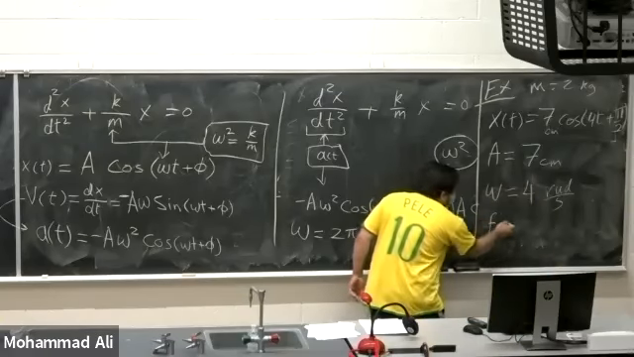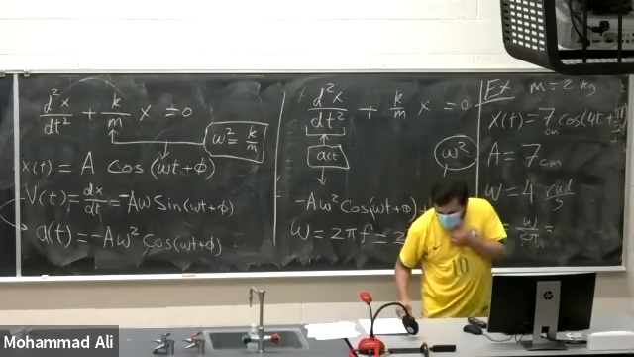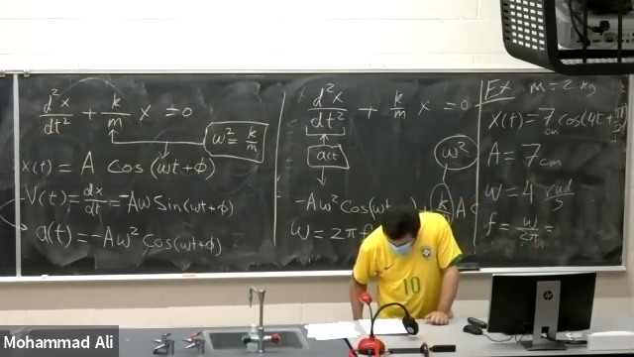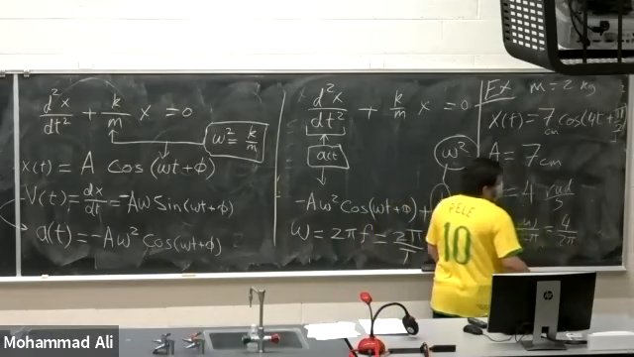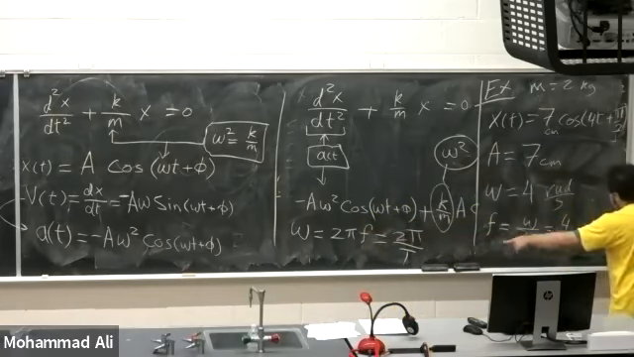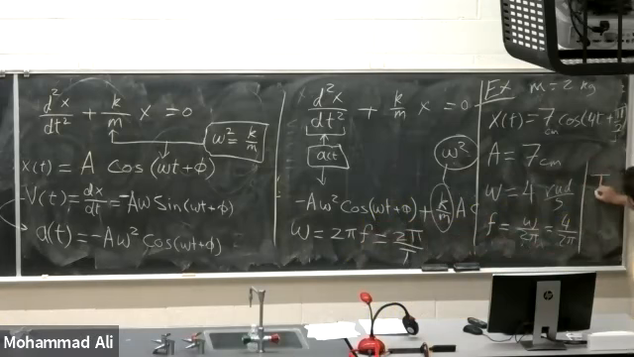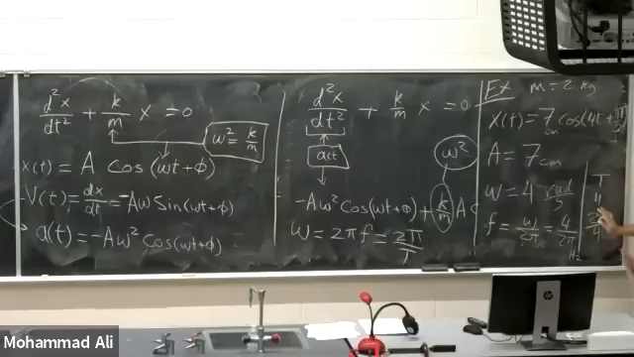The frequency is equal to omega over 2 pi. Omega is 4, so it is 4 over 2 pi. This is the frequency. What is the time period? The time period is the opposite, 2 pi over 4 seconds. The frequency is in hertz. Any question about that?